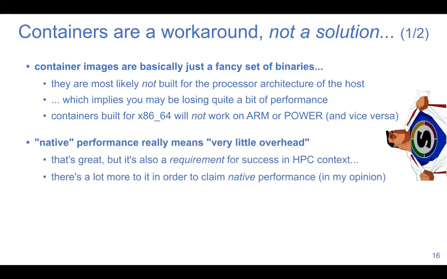When they say native performance, they really mean there's very little overhead that containers introduce. So whether you're running a binary inside or outside of a container, you basically get the same performance. That's very good, and it's actually necessary for HPC. If you didn't have this, the HPC community would just flat out ignore containers, and even a couple of percent of overhead can already be a problem. But this is not really enough to claim native performance, and I'll explain this a bit more.